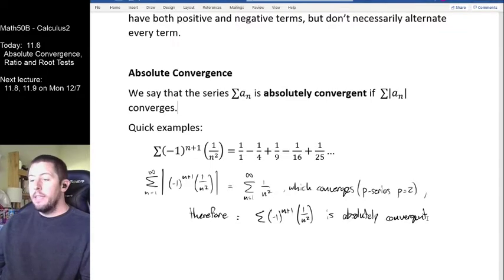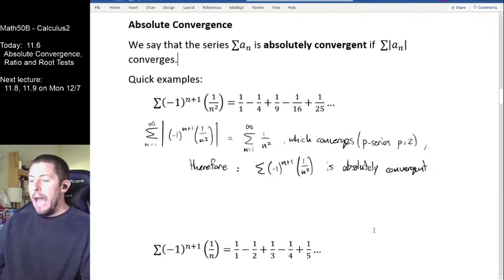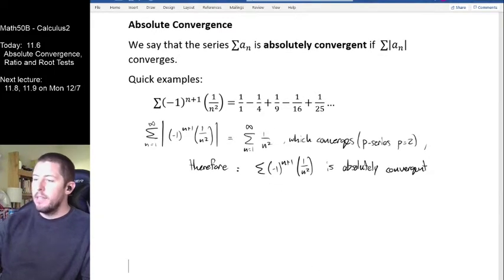One thing I can say is I know that this series is going to be absolutely convergent because I took the absolute value of each individual term of the series. I recognized that that just made it equal to a series I already knew about which converged. So I showed that the series where we're taking the individual absolute values of each term converges. Therefore, the original series is what we say is absolutely convergent.